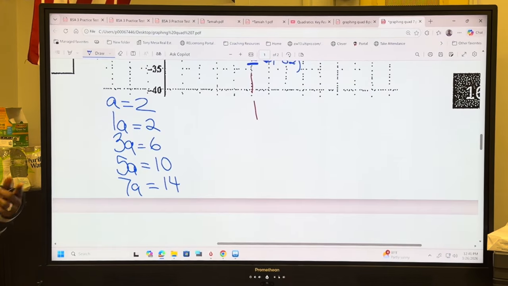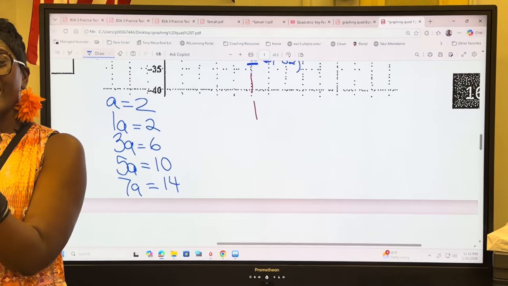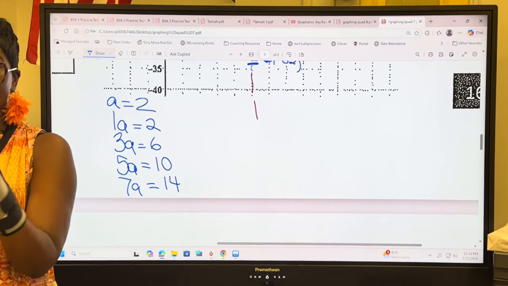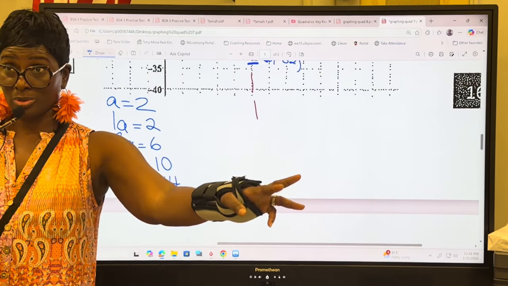Now, why am I doing this? Because this is giving you a shortcut or a cheat code to getting more points without having to use a table.